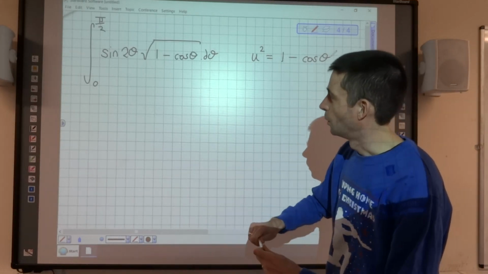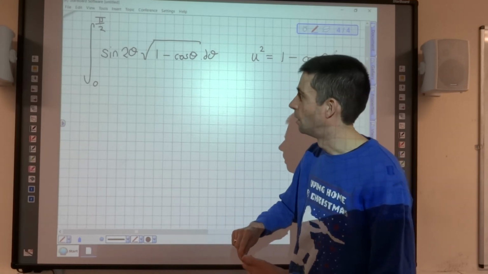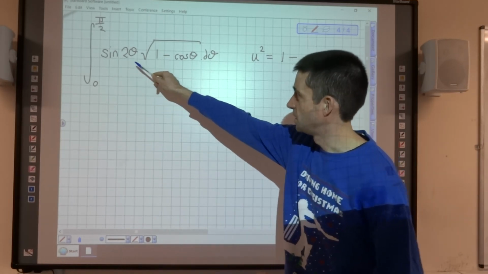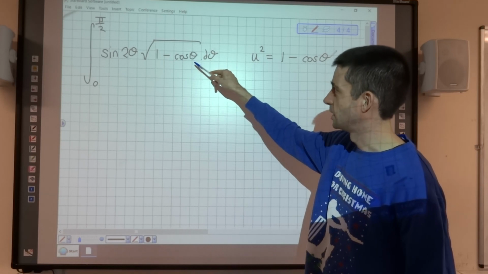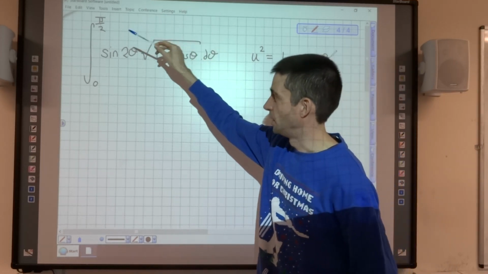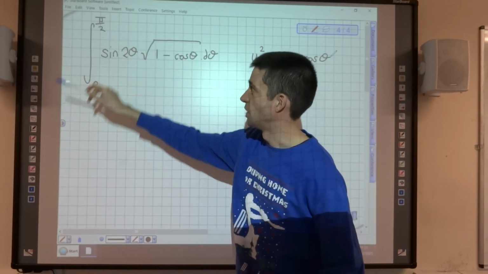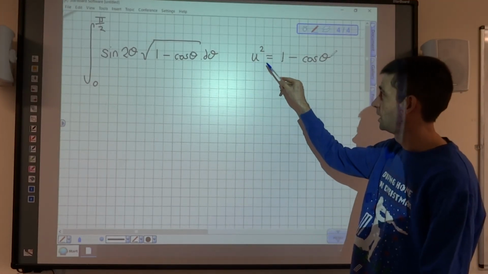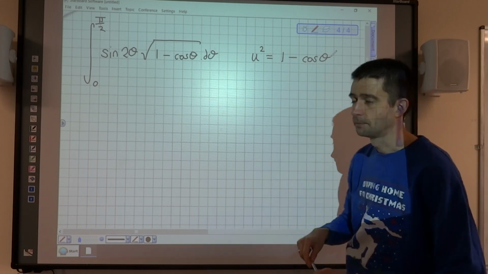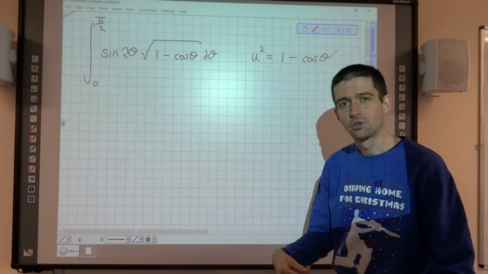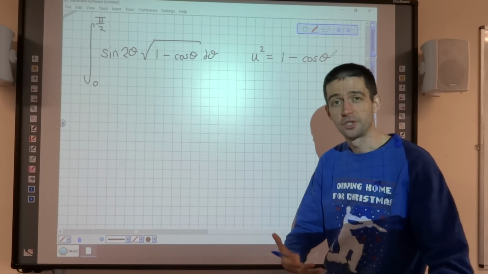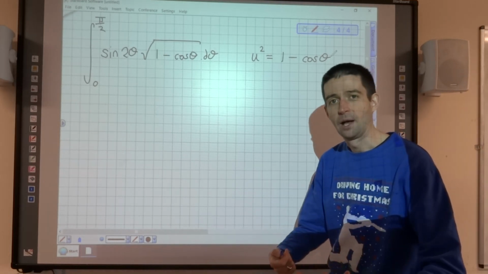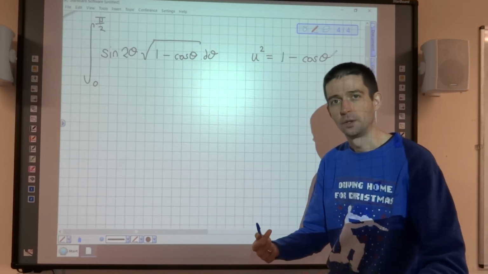So here we go. We're being asked to find the value of the integral of sin 2θ root 1 minus cos θ with respect to θ between the limits of 0 and π over 2. And the substitution we're going to do to achieve this is u squared equals 1 minus cos θ. So something looking different straight away. We've got u squared equals. We've not seen one like that before. We'll talk about how to deal with that as we work through the substitution.